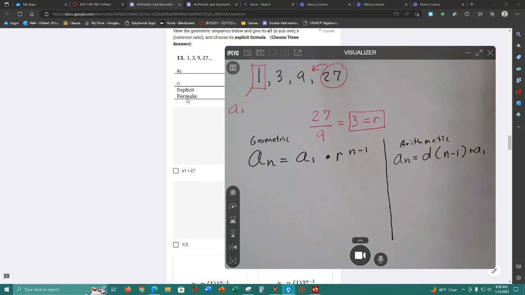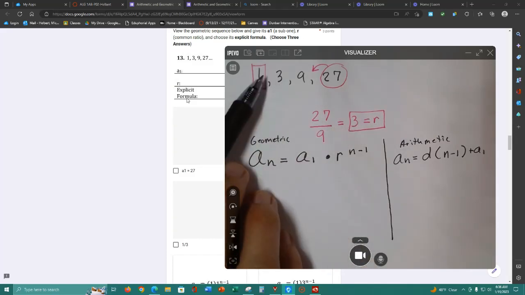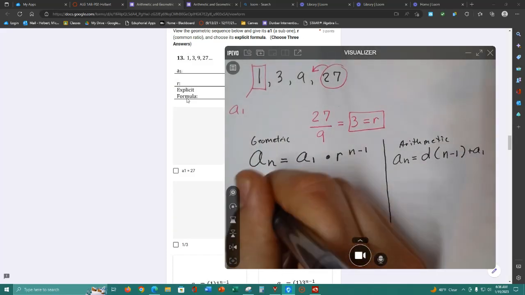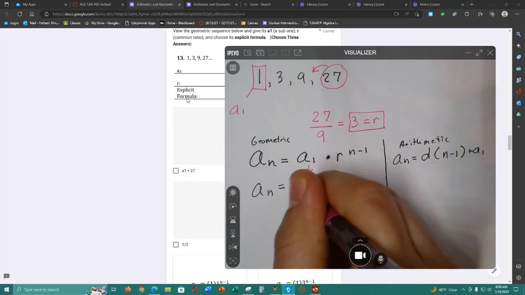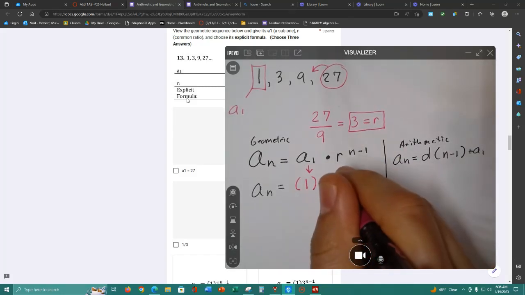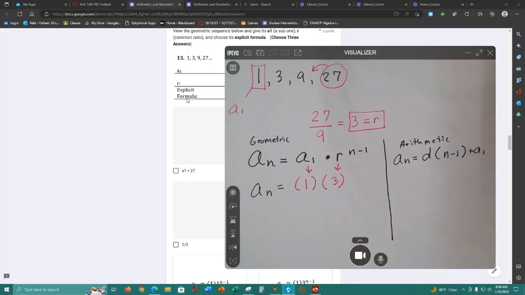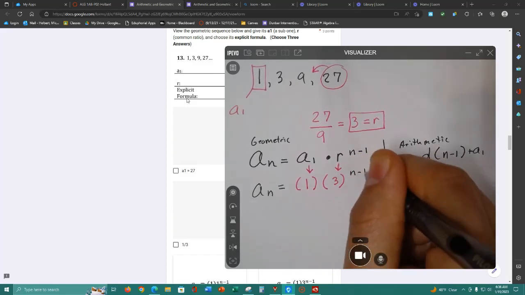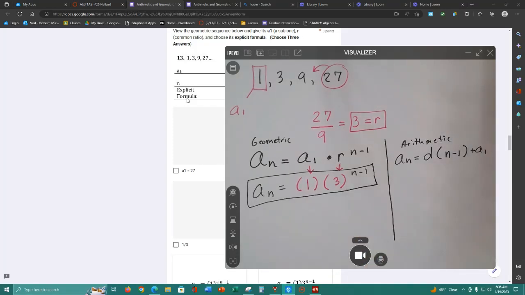So now to write our explicit formula, we're just going to replace the a and the r with the things that we know. That's my r, that's my a sub 1. So let's rewrite this as a sub n is equal to, and in place of the a sub 1, I'm going to put my a sub 1 value, which is 1, and I'm going to put that in parentheses. And then we have times r, my common ratio, and r is 3. So I'm going to put a parenthesis, and I'm going to replace the r with a 3. And then this is to the power of n minus 1.